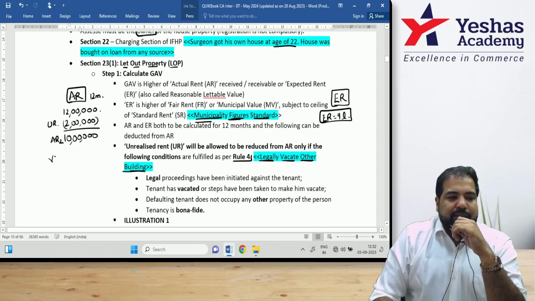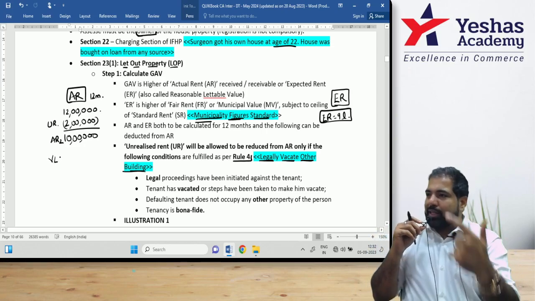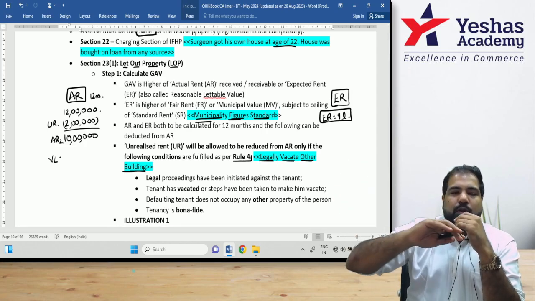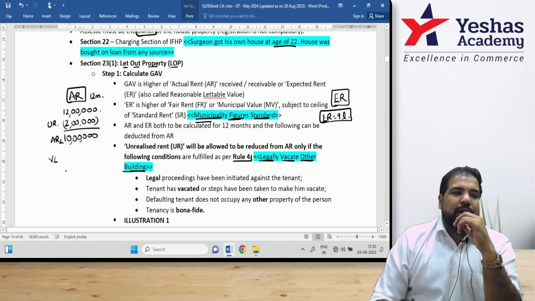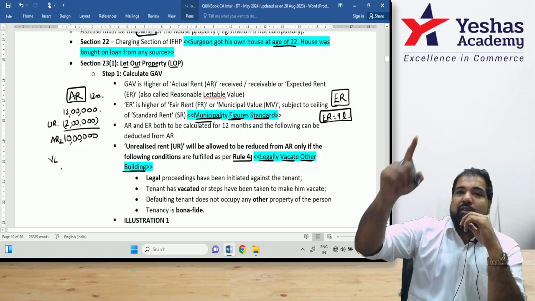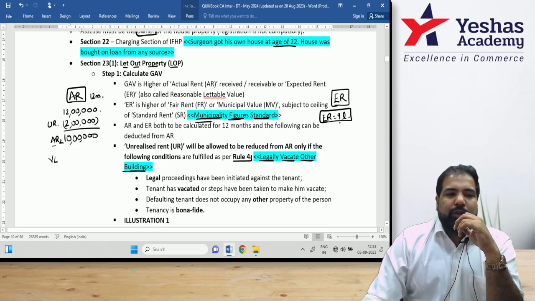Now, guys, there's a vacancy loss. Guys, what is vacancy loss? Where there is no LOP, there is no SOP. When you ring the bell, who opens the door? No one. In that case, it's called vacancy loss. And vacancy loss, guys, you can minus only if AR wins. What does that mean? This AR2 should be more than ER.